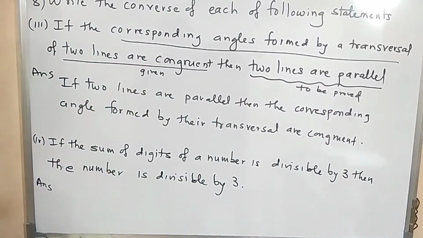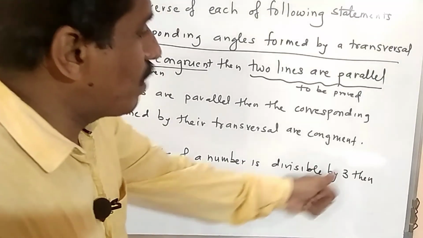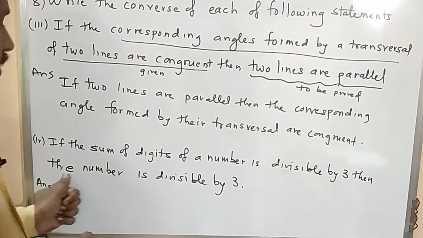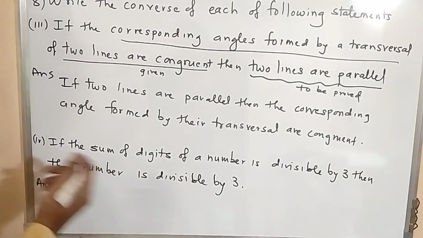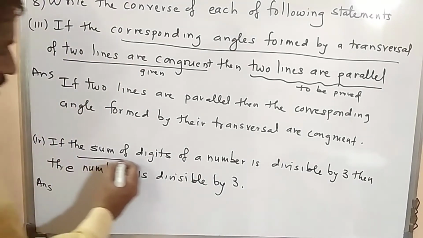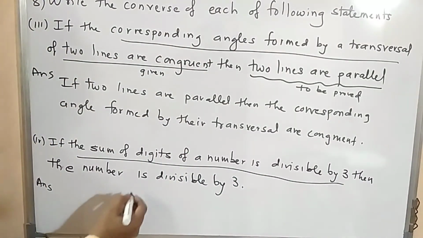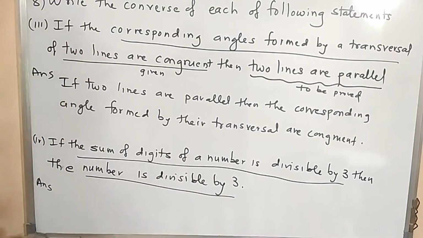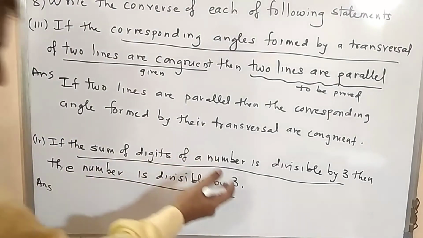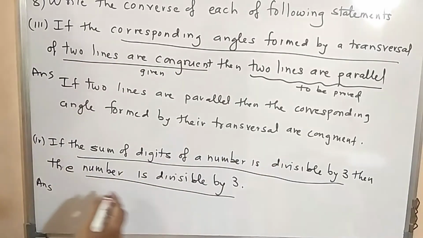Next one. If the sum of digits of a number is divisible by 3, then the number is divisible by 3. So what is given part? The sum of digits of a number is divisible by 3. This is given part. Then the number is divisible by 3. This is to prove part. So to be proved part will become given part and given part will become to be proved part.